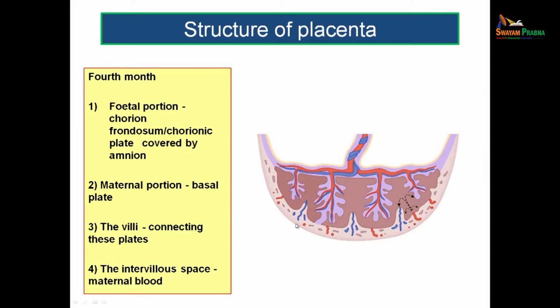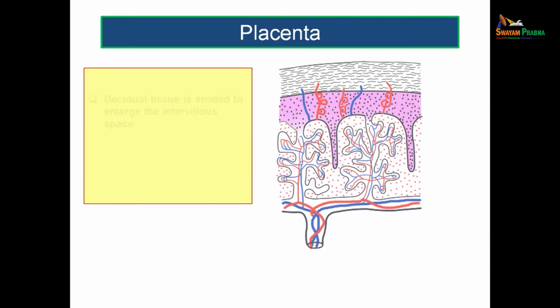So, how come the maternal blood reaches the intervillous space? You can see the blood vessels in the endometrium opening into the intervillous space. So, they are the endometrial vessels, both arteries and veins. They are actually filling up the intervillous spaces with blood.